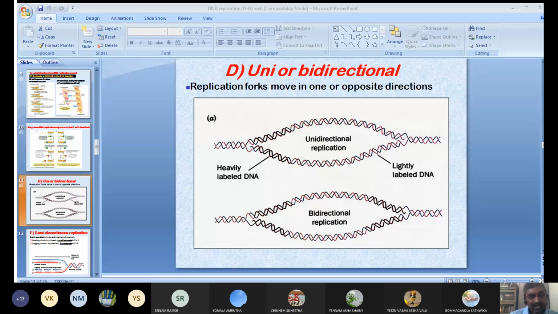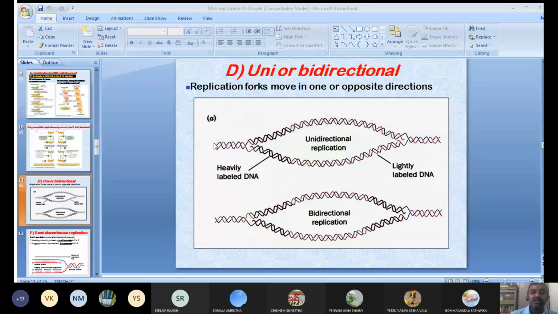The unidirectional replication means the replication begins at one place, you see, and then it will continue. So this is the new strand which is going to be synthesized. The unwinding will take place likewise.